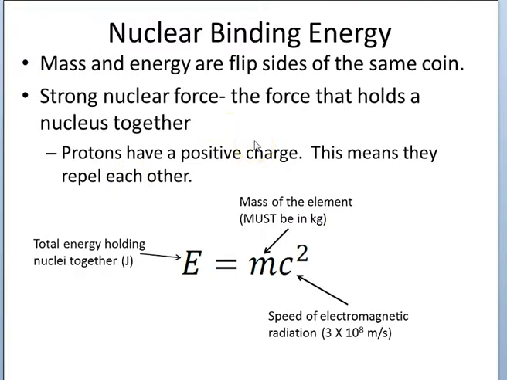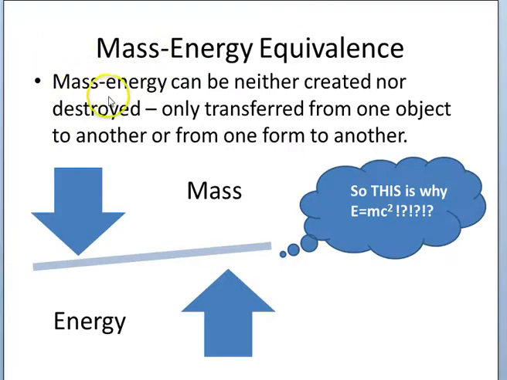So Derek talked about this mass energy equivalence, and we know that the law of conservation of mass says that mass can neither be created nor destroyed. We know that energy can neither be created nor destroyed. And now the truth is there's this mass energy, they're both combined, and that mass energy can neither be created nor destroyed. It only gets transferred from one form to another.